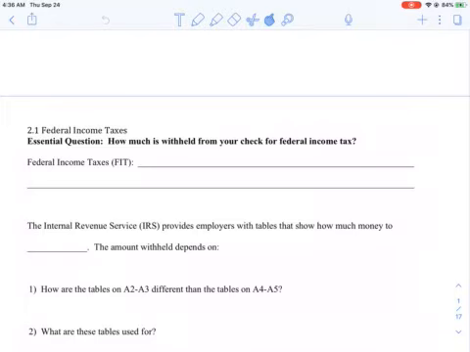Okay, so today we're going to be learning about federal income taxes. And we're going to learn how much is withheld from your check for federal income taxes. So federal income tax, or FIT, is a requirement for employees to withhold a certain amount of your pay. It's actually a law.